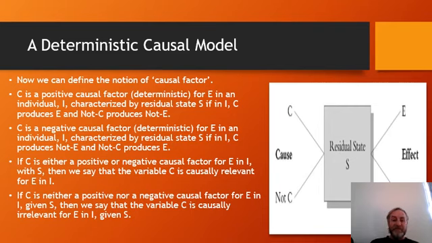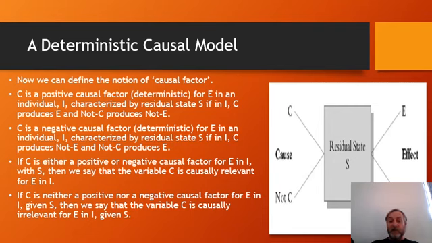Okay, so C is a negative causal factor, again in a deterministic model, for E in an individual I, characterized by that whole set of residual states, if in that individual the cause produces not E, and not having the cause produces E. That makes sense. So if cholesterol is a cause of heart attacks, then you might also want to see if taking cholesterol medicine is a cause of not having heart attacks.